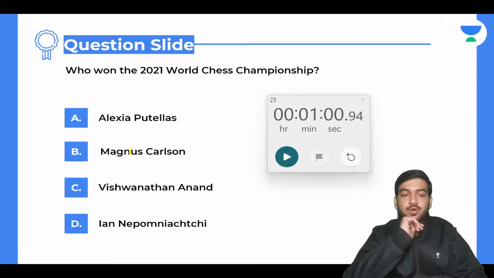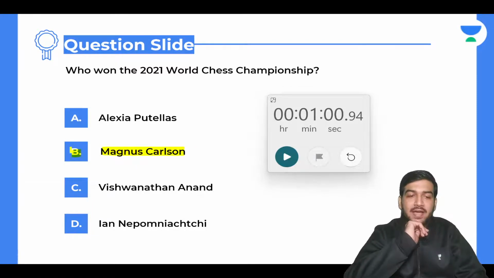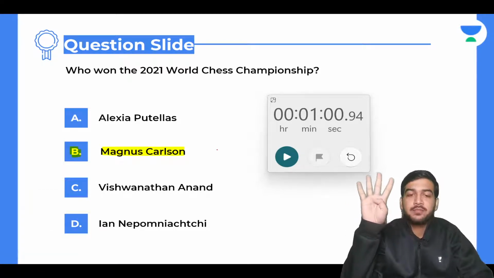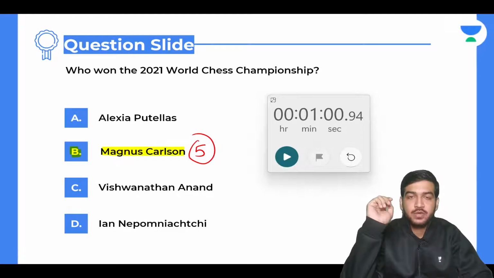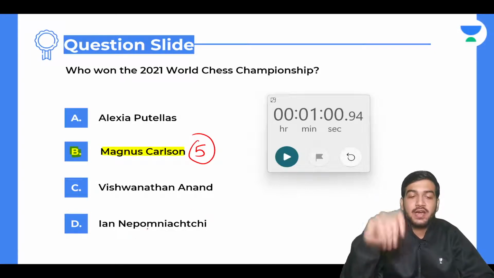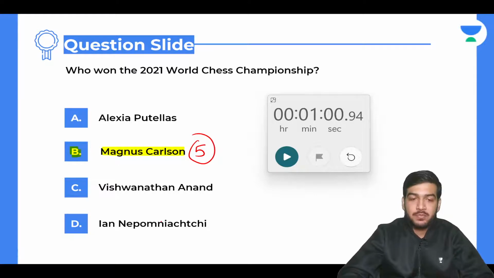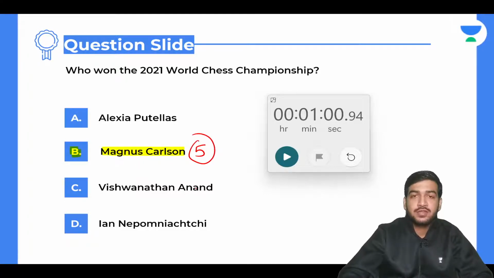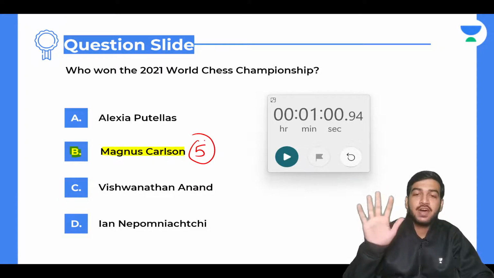The answer to this question is Norway's Magnus Carlsen. He has retained his chess championship title for the 4th time and is now a winner of the chess championship for a total of 5 times. Okay, and he defeated Ian Nemoponchiti in the matchup. He was the challenger and Magnus Carlsen was the champion. Vishwanathan Anand had twice failed to defeat Magnus Carlsen. It was when Magnus Carlsen won his first chess championship that he had defeated Vishwanathan Anand. Okay, so with this he is now the World Chess Championship winner for 5 times.